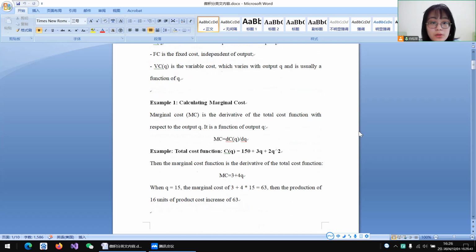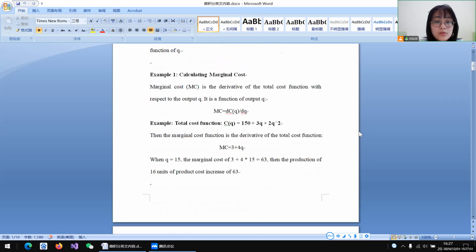One example is the total cost function C(Q) equals 150 plus 3Q plus 2Q squared. Then the marginal cost function is the derivative of the total cost function. MC equals 3 plus 4Q. When Q equals 15, the marginal cost is 3 plus 4 multiplied by 15, which equals 63. Then the production of the 16th unit of product costs an increase of 63.